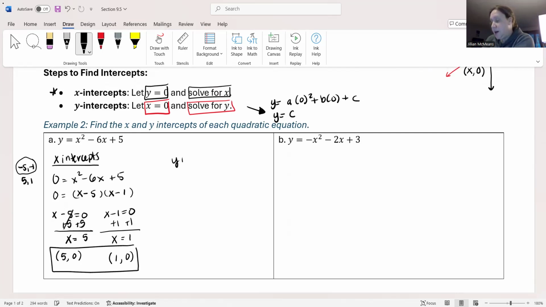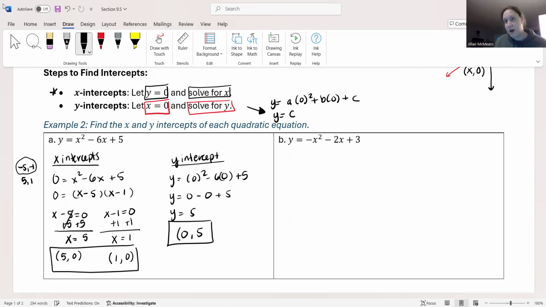Now for the y-intercept, it's easy. To find a y-intercept, we let x equal 0 and we solve for y. So we get y equals 0 squared minus 6 times 0 plus 5. Well, 0 squared is 0. -6 times 0 is 0. 0 minus 0 plus 5 is 5. So this ordered pair, remember, we let x equal 0 and we solved for y, is (0, 5). So there you have your intercepts of the first quadratic.